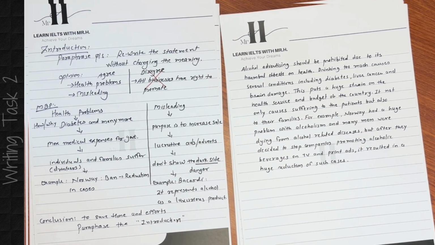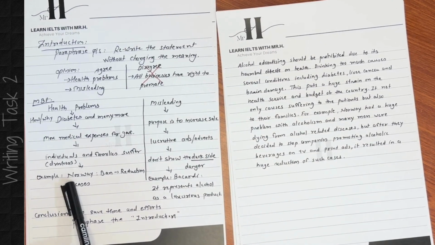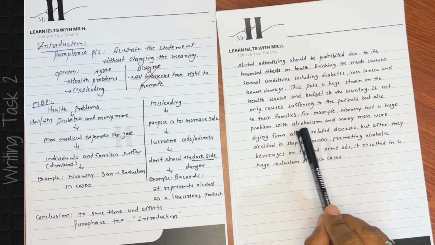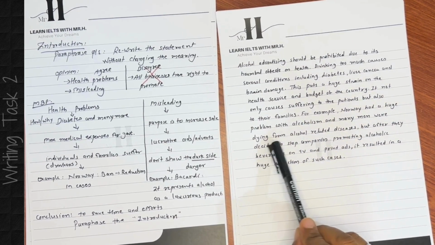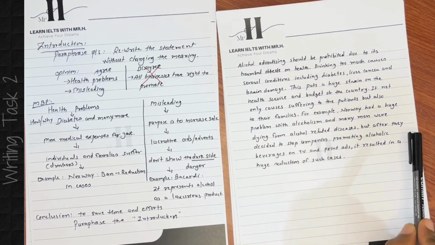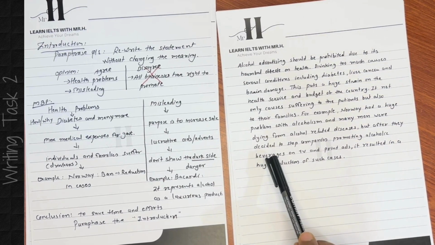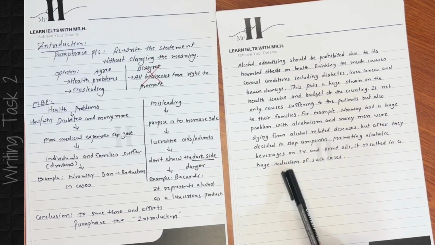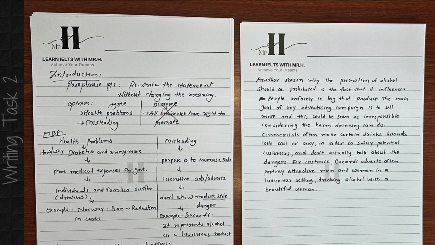Let's move down to the last sentence, that is example. For example, Norway had a huge problem with alcoholism and many men were dying from alcohol related diseases. But after they decided to stop companies promoting alcohol beverages on television and print ads, it resulted in a huge reduction of such cases.